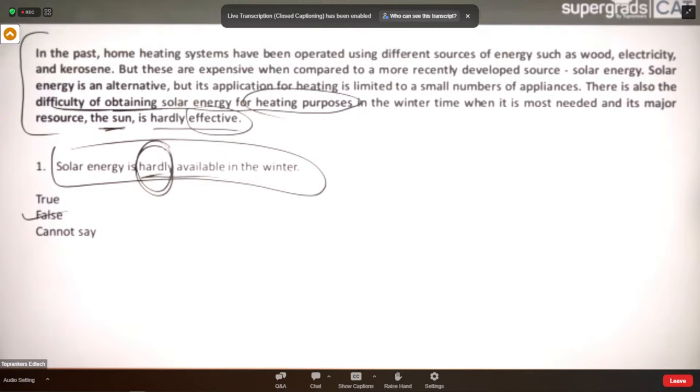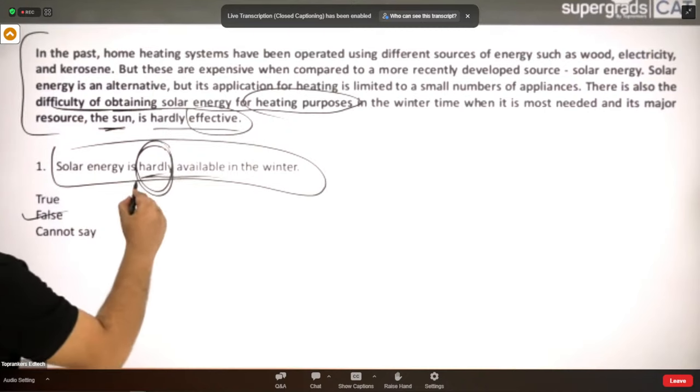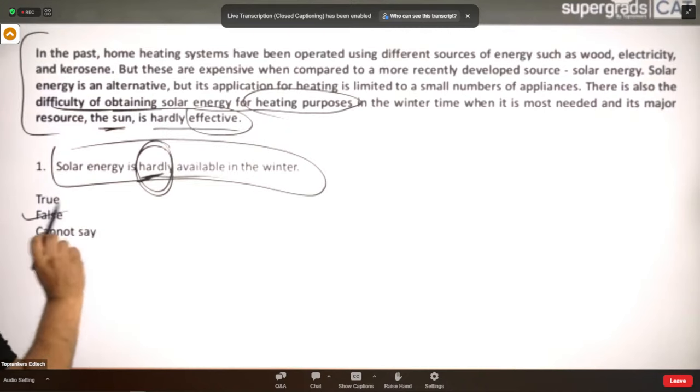Hardly is basically trying to qualify the availability. Hardly is an adverb over here, and available. Okay, so it is an adverb. It is saying availability is very less.